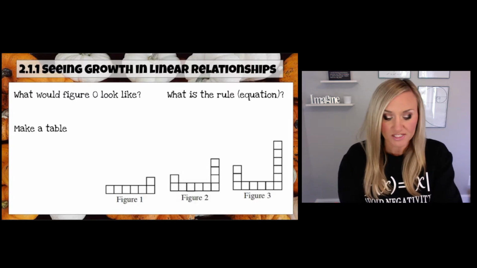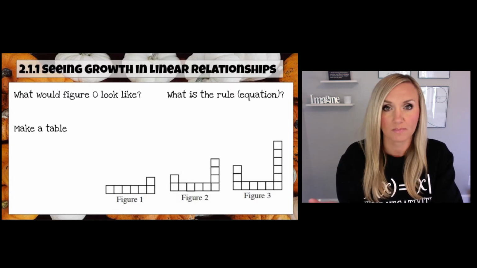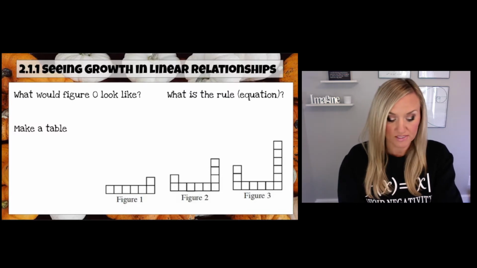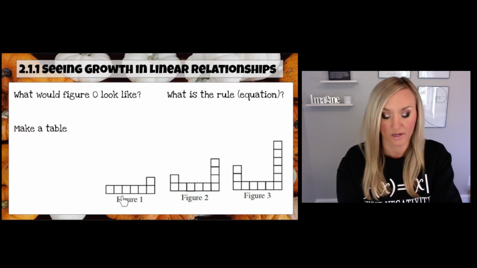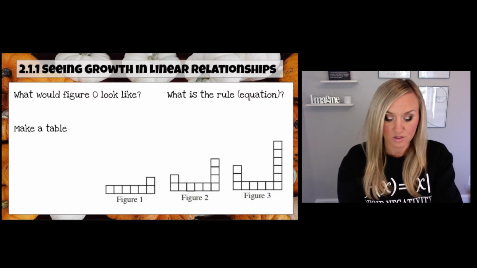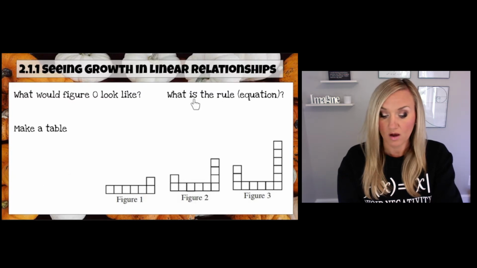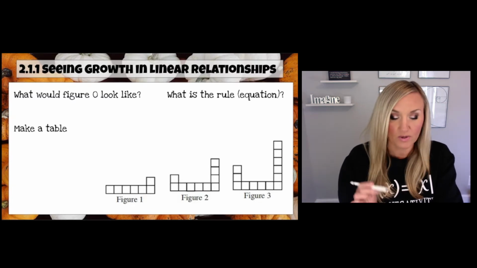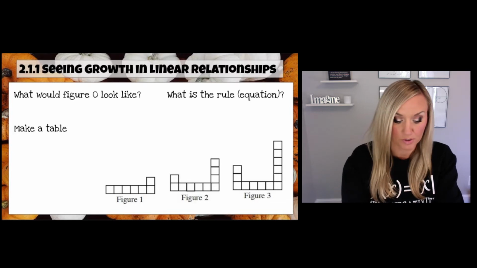Okay, so the first thing is we want to see what this pattern is growing by. So we have figure 1, figure 2, figure 3. Do you notice how this pattern is growing? So this figure number 1 has 1, 2, 3, 4, 5, 6, 7 boxes. All right, and so over here, it said we're going to make a table. We want to know what figure 0 looks like. And then ultimately, we're going to write what is the rule, a fancy way to say, what is the equation that represents this pattern.